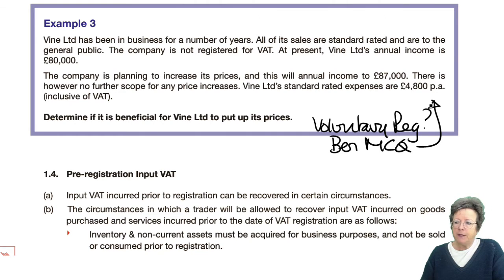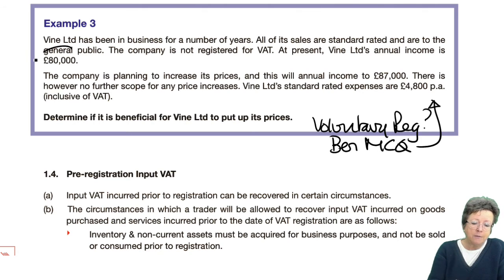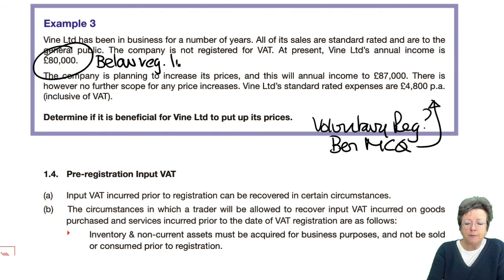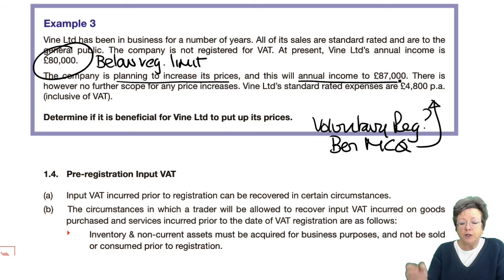So Vine has been in business for many years. All of its sales are standard rated and are to the general public. It's not registered for VAT, and its annual income is below the registration limit. However, they are planning to increase their prices with an annual income above the limit.